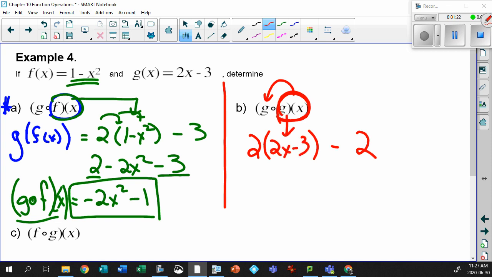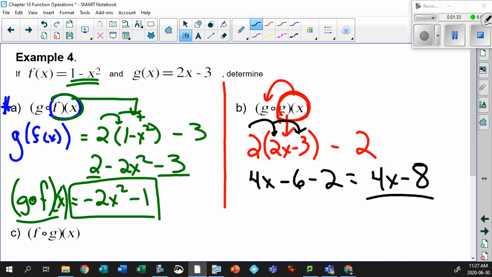Look at this. Again, 2 times 2x is 4x, minus 6, minus 2. The result is 4x minus 8. Wow, not tough at all, is it?